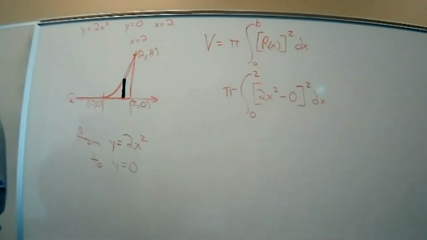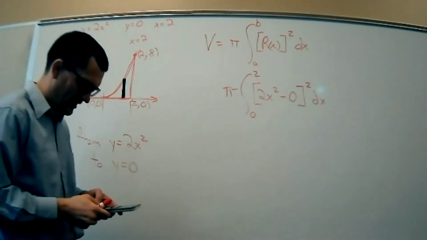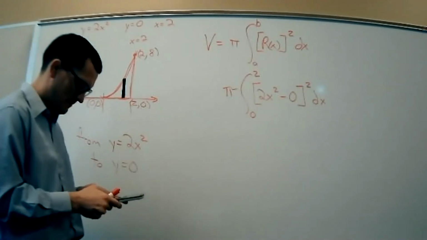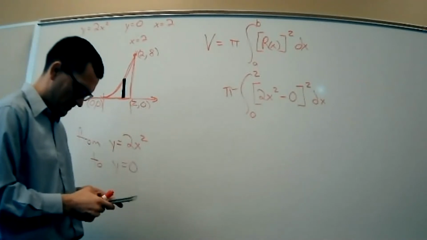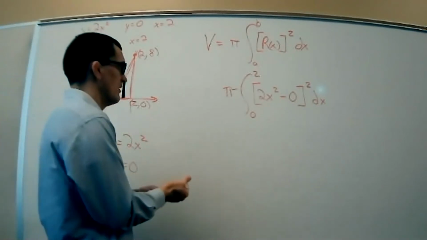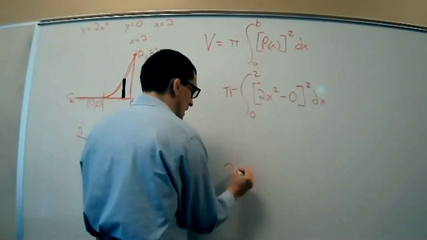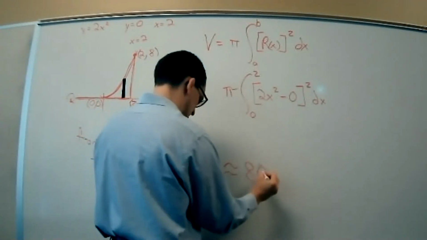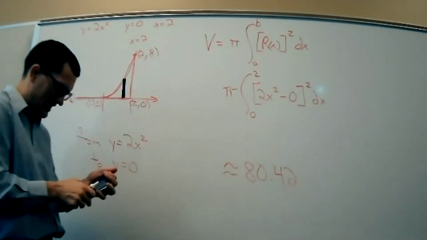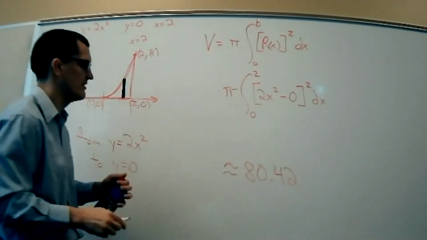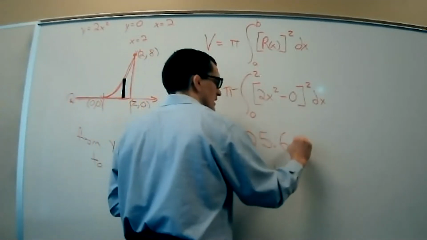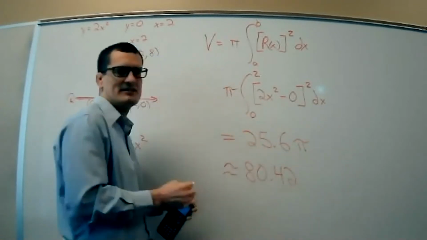And then type this in. Now, I'm going to type this in. I won't project this on the overhead this time. But when you type this in, nothing real cumbersome on this one. You get about 80.42. And if you divide by pi to see what the exact answer is, it's 25.6 times pi. That's the exact answer.